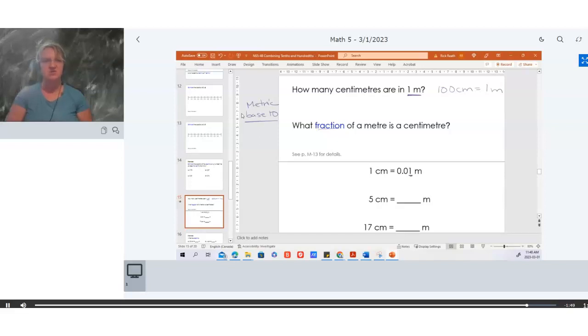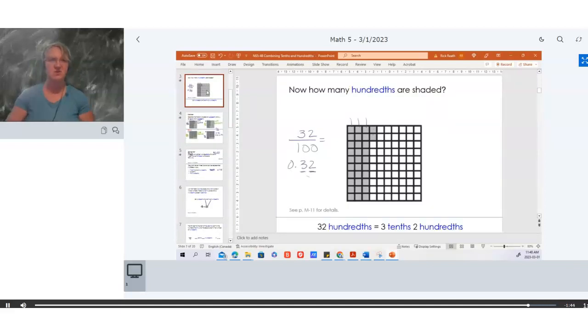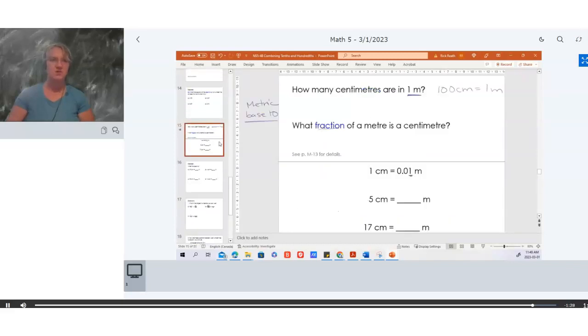If we took that square that we used before, and we laid all of these little squares out individually, side by side, and measured them, if each one was a centimeter, then that would equal 1 meter. So 100 of them, just like 100 cents equals $1, 100 centimeters equals 1 meter.